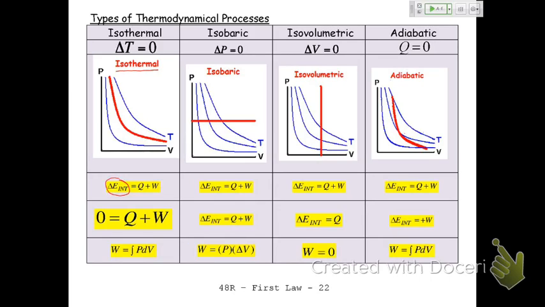So that means that for this type of change, the amount of heat that I put in must be balanced by the amount of work that I take out. 10 joules in must be balanced by 10 joules out because the sum has to equal zero. And I can say, in that case, my work is equal to the integral of P dV. Agreed?